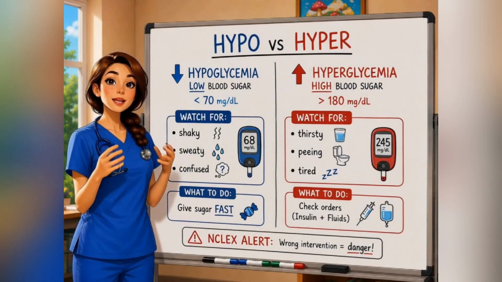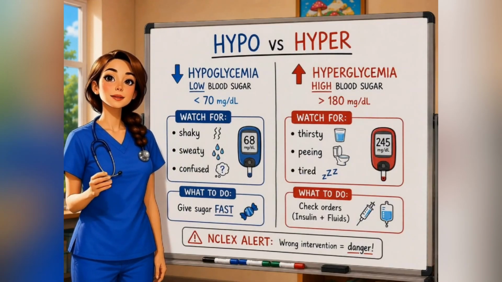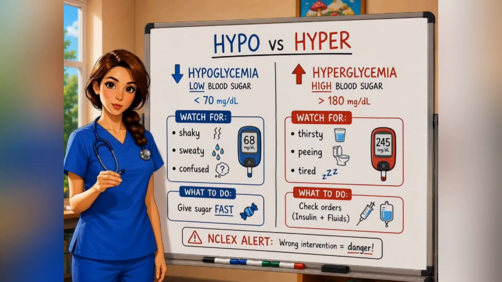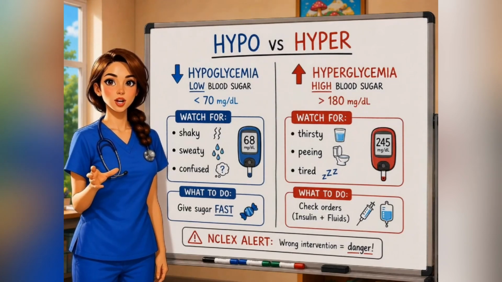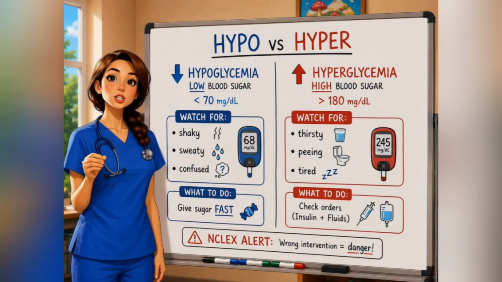Memory trick. Hypo, the body hits the floor. Hyper, the body is on the ceiling. Low is down, which is emergency fast. High is up, which is slow buildup. Now, before I give you the full breakdown, let's watch a scenario that's going to burn this into your brain.